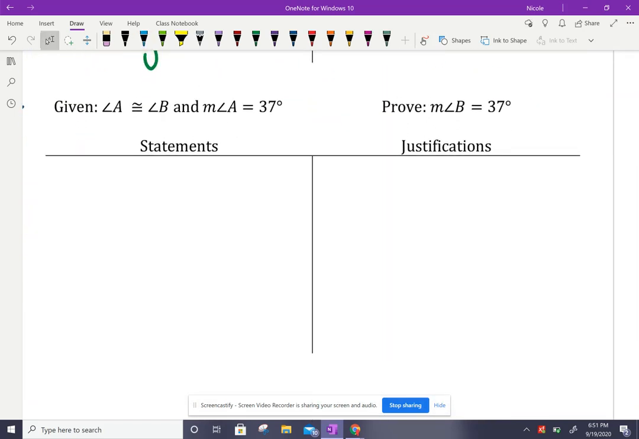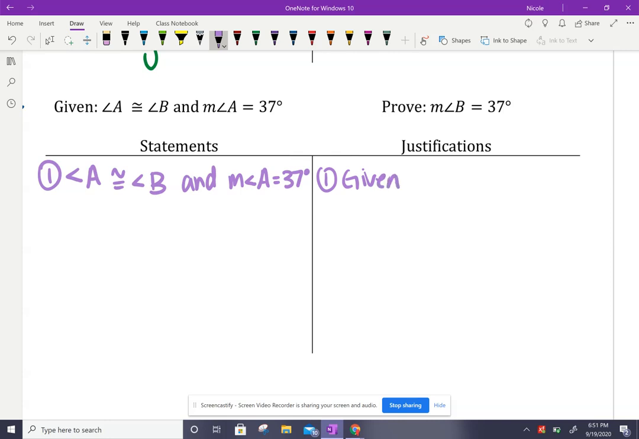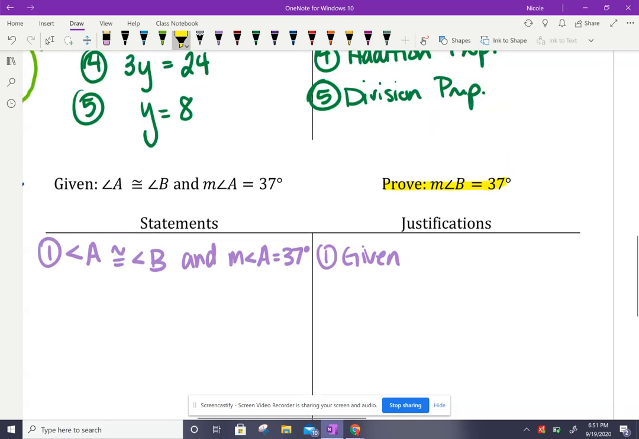We have a situation here that says given, so I'm going to copy down my given: angle A is congruent to angle B, and the measure of angle A equals 37 degrees. That is all provided in my given. My goal is to get my proof statement to say the measure of angle B is 37 degrees.